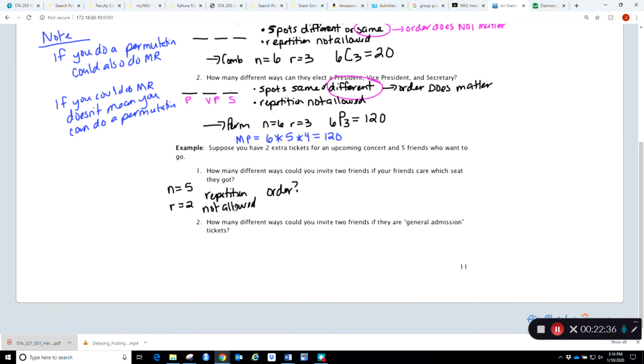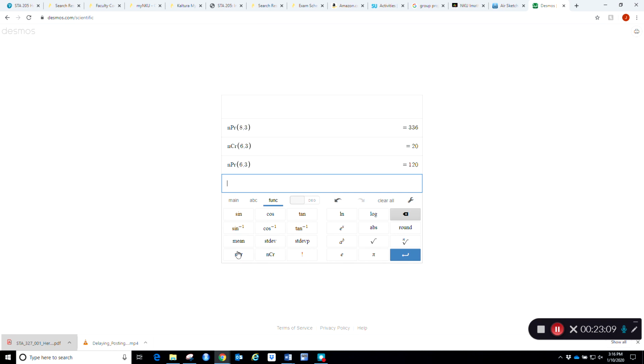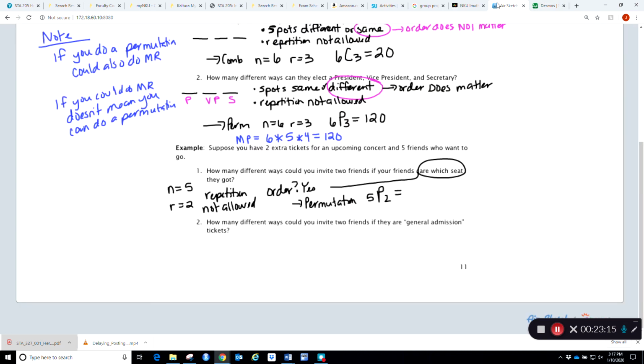Does order matter? Yes, they care which seat they got. So for that reason, this one's going to be a permutation. We're going to have 5 total people to choose from. P, since the order does matter, and our 2. So we're going to get 20 for our answer.